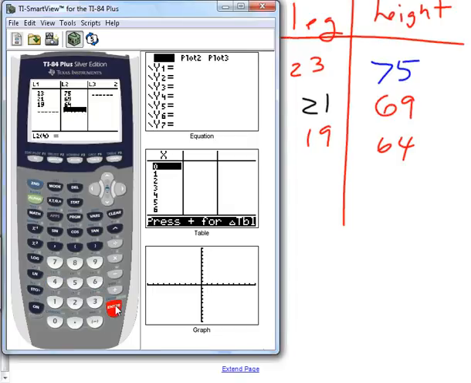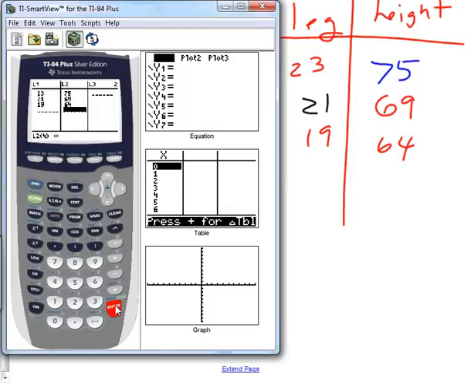Okay, I've told my calculator how long the legs were and how tall the heights were, and now it's going to give me an equation that represents the linear regression. Basically, it's a line that would fit that data the best, a line of best fit.